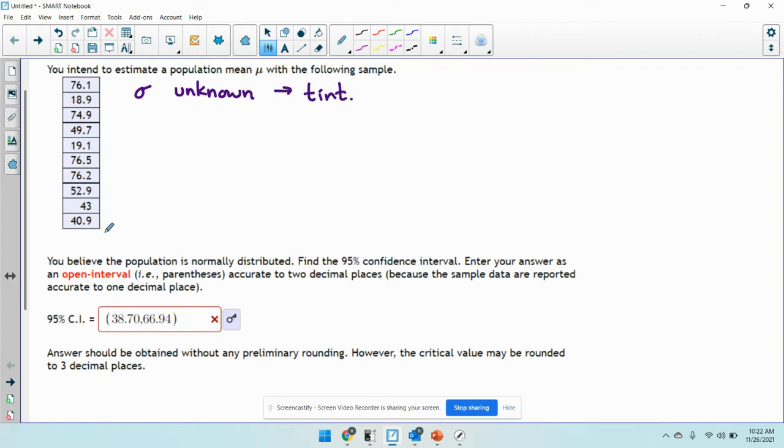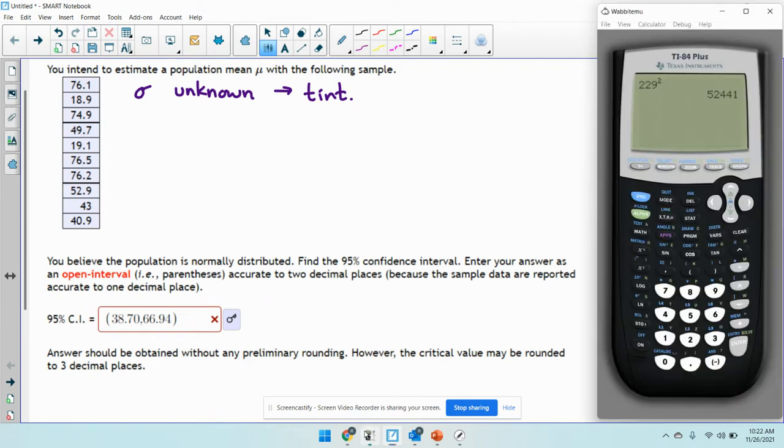So I'm given the data in the form of a list, so I'm going to start by inputting that list into my calculator. So I'm going to go to stat edit. I've already done that. Just put all your data values into L1.